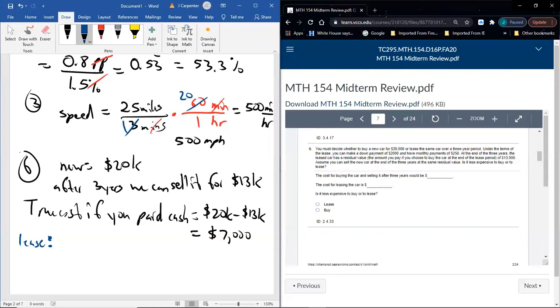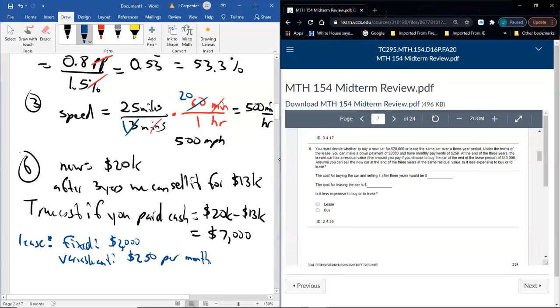Okay, so what is this lease scenario? We've got to put 2,000 down. That's a fixed value. We're going to pay that 2,000. And then we have a variable value that we're going to pay every month, $250. That's $250 per month.